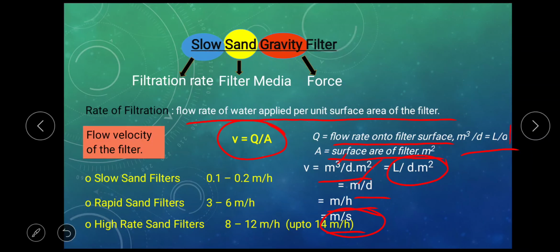Slow sand filter has a filtration rate varying from 0.1 to 0.2 meter per hour. This is a very small value. Rapid sand filter will have a filtration rate varying from 3 to 6 meter per hour, whereas high rate filter will have a filtration rate varying from 8 to 12 meter per hour.